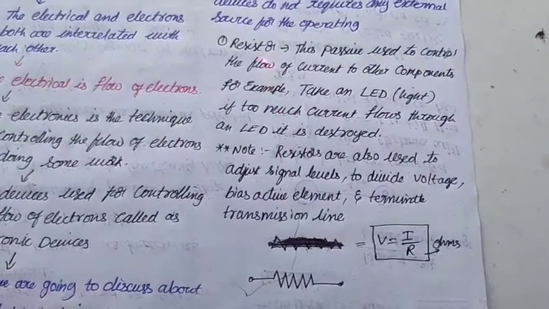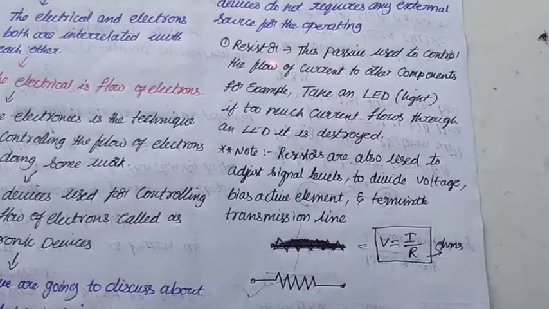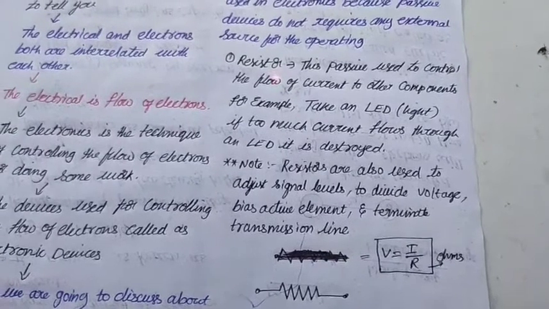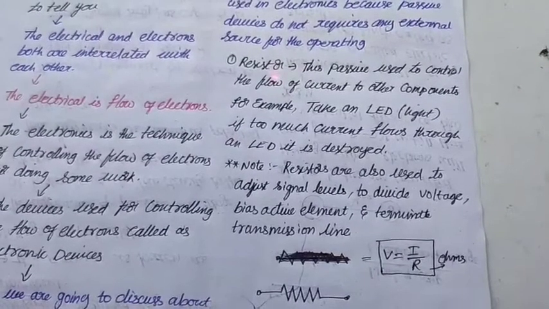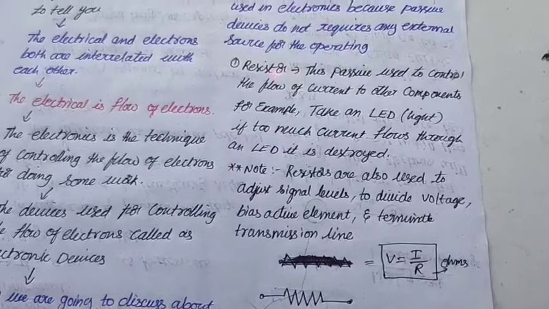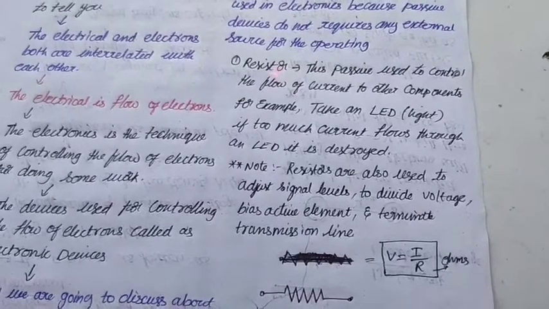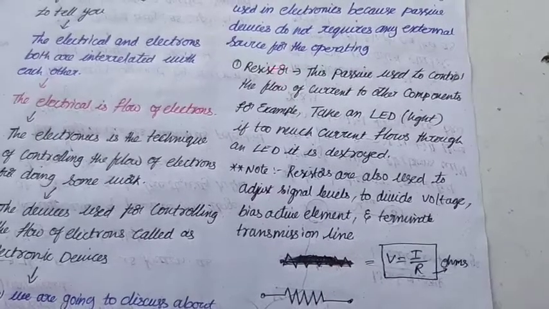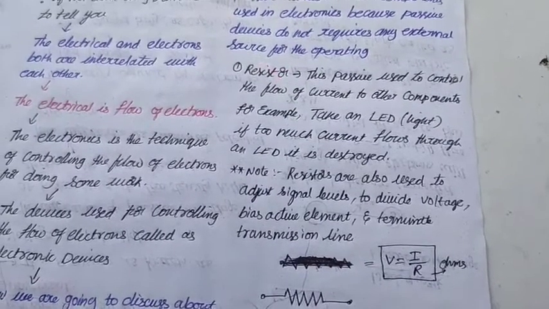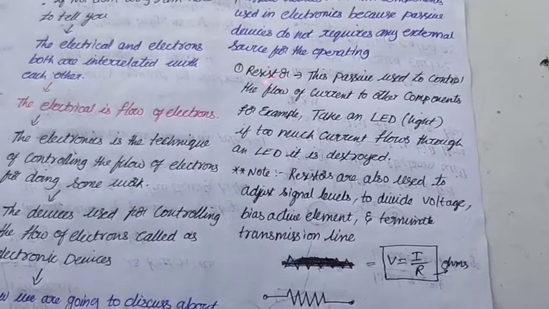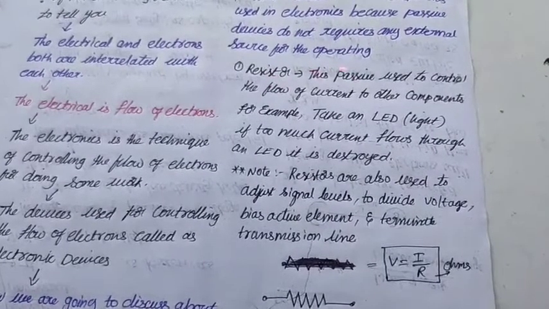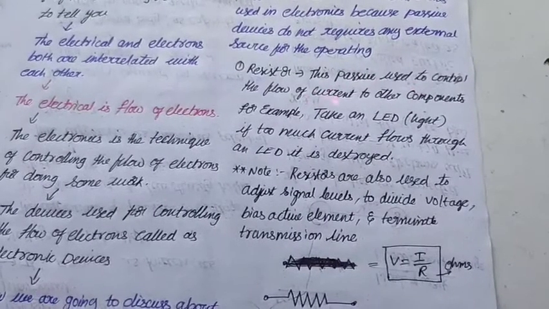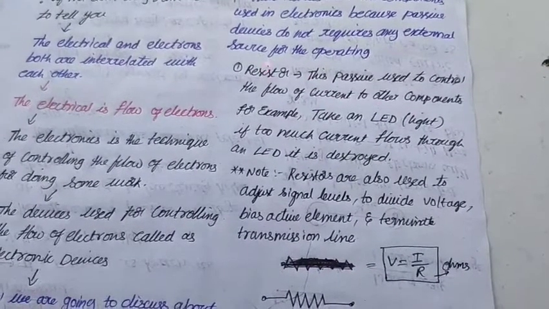A resistor. The first passive device is the resistor. I already said that to control the problems created by the conductor, because conductors have more free electrons, we cannot control a conductor. So we use insulators to control them. So the resistor also comes under insulator material. The passive which is used to control the flow of current to other components is called a resistor.